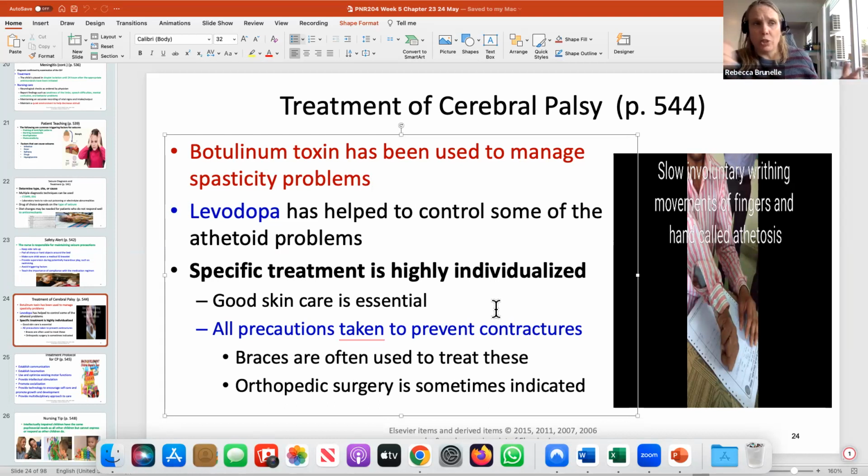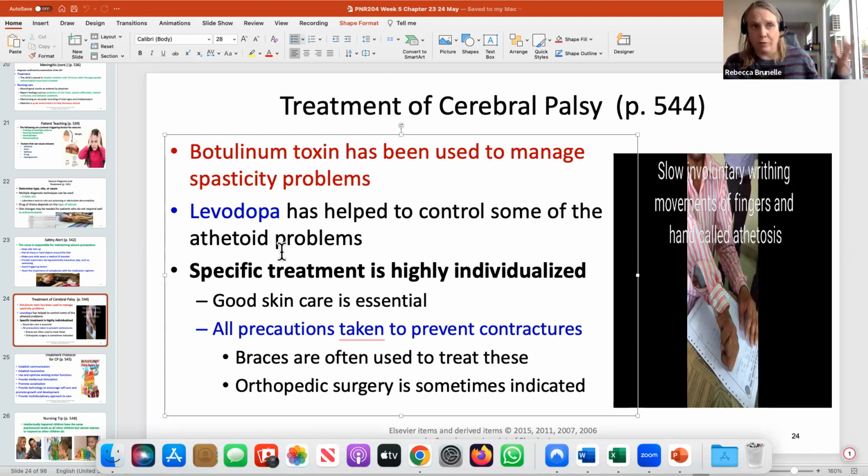There's a wide range of severity of cerebral palsy, but especially if they're wheelchair bound or wearing braces, you need to make sure that you're doing really good skin care. They can develop contractures just because they're not able to move certain parts of their body. So they often need braces, and sometimes they need orthopedic or neuro-orthopedic surgery. They can do tendon lengthening surgery. So, you know, there's a wide range.